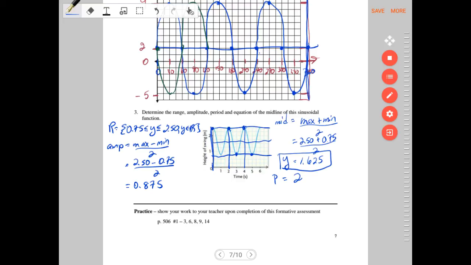Okay, great. Feel free to take on the practice from page 506. Show your teacher when you're finished.